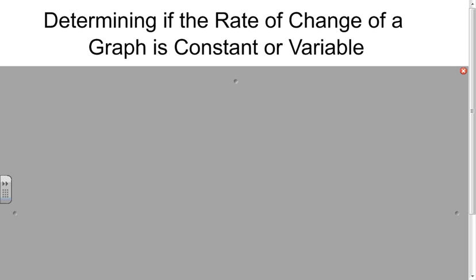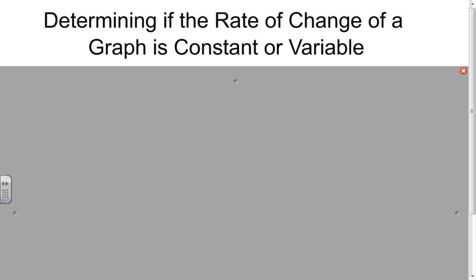Okay, you should have already seen my previous video on rate of change or had some information in class about rate of change. And in this video, we're going to talk about determining if the rate of change of a graph is constant or variable. Okay, now this is very easy to do. It can be done literally by looking, but for full understanding, we are going to want you to write a little bit more than just say, I know the answer. I can tell by looking.